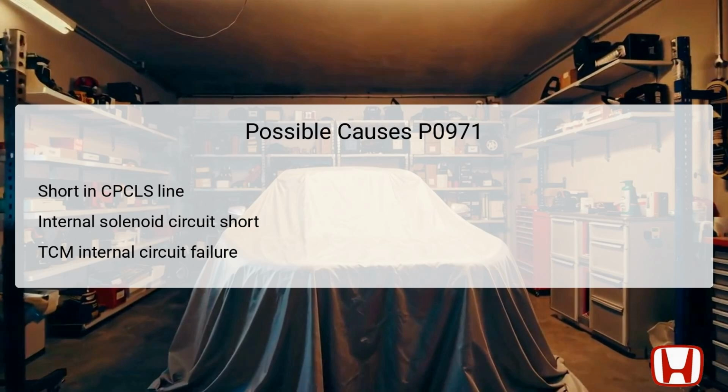Additionally, the TCM itself may suffer an internal circuit failure, rendering it unable to correctly interpret and respond to the solenoid's functionality. Each of these failures emphasizes the critical role of electrical integrity in modern transmission systems. Identifying these potential causes is essential for effective troubleshooting and diagnosis.